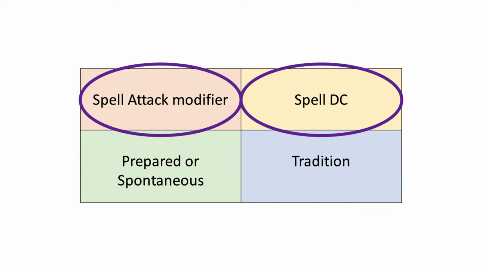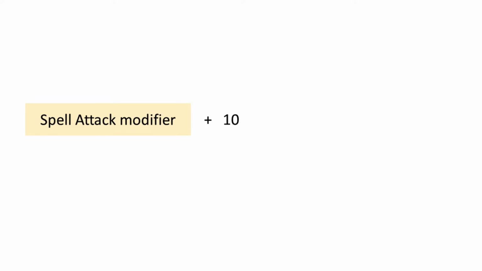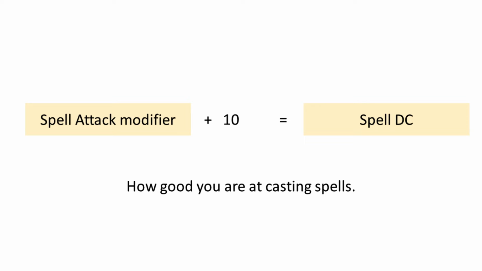Let's start with the spell attack modifier and the spell DC. In fact, we could combine them into one concept. Your spell attack modifier plus 10 is equal to your spell DC. These are basically the same number. This number represents how good you are at casting spells.